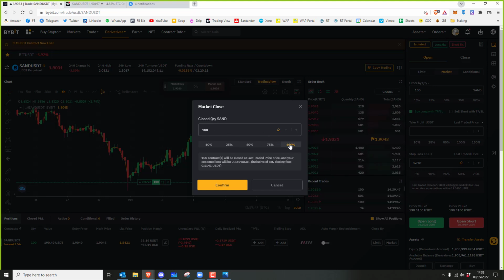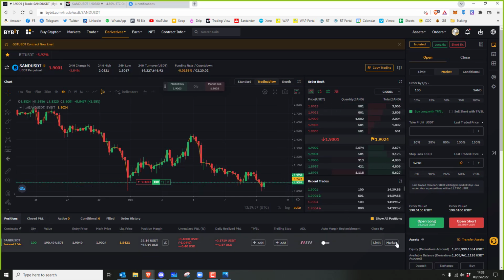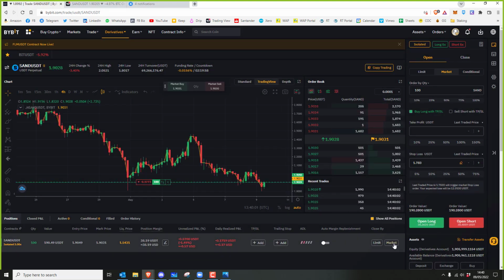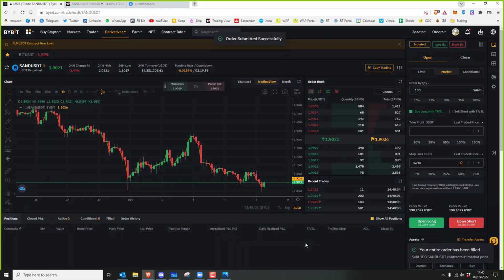And here's the cool thing. You can either close all of the trade, or you can close half of the trade, or a quarter, or you can actually type in how much of the SAND you want to close. So sometimes if you want to take half profits off the table, you can just go to market, 50, boom, half the profits taken off the table. So let's just close that. So remember, it was $38.